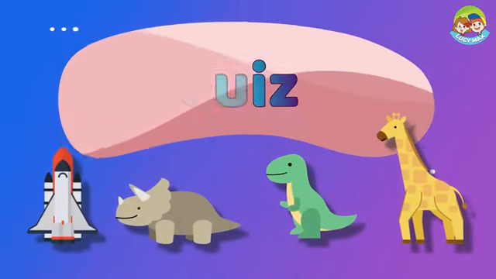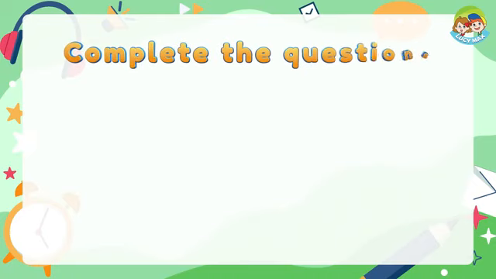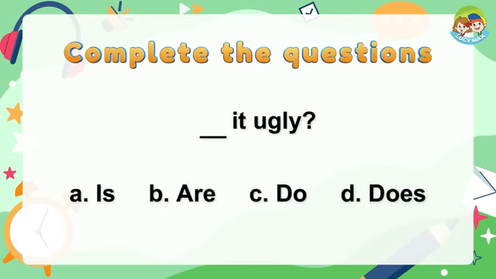Quiz. We will complete the questions. Blank it ugly? The answer is A. Is it ugly? It is one, so we use the be verb is. Do and does not make sense.